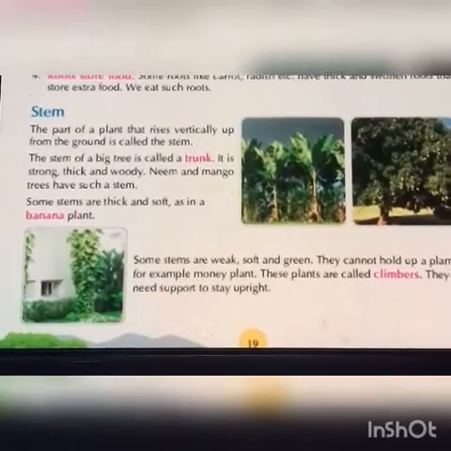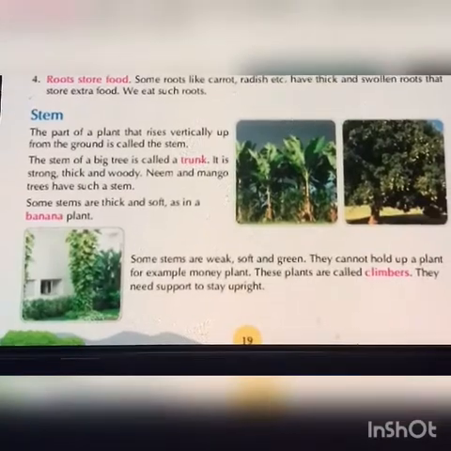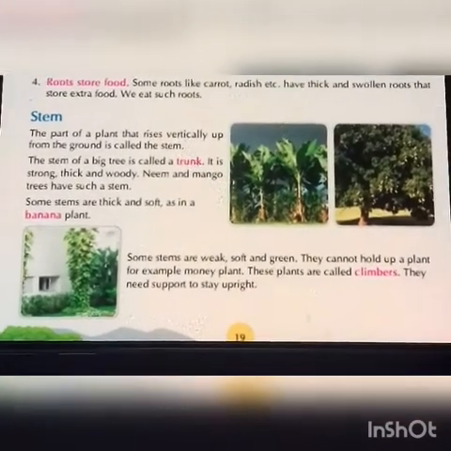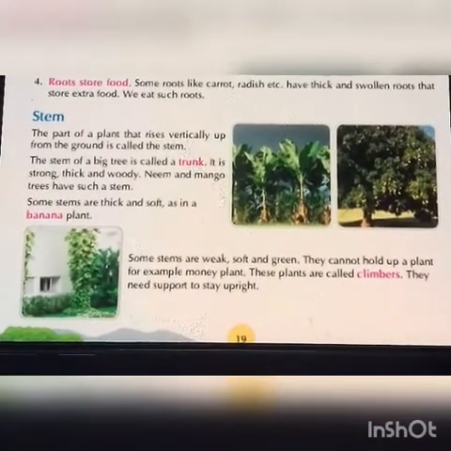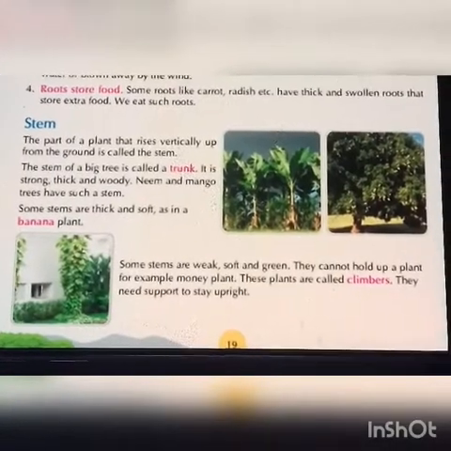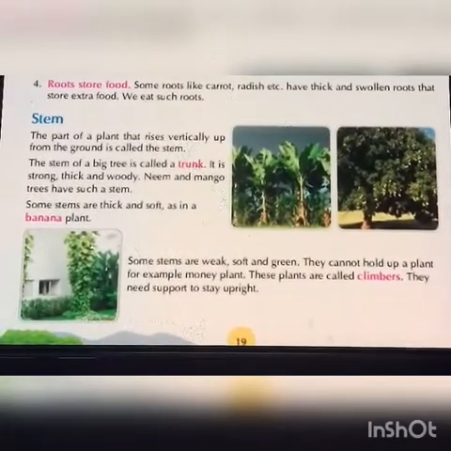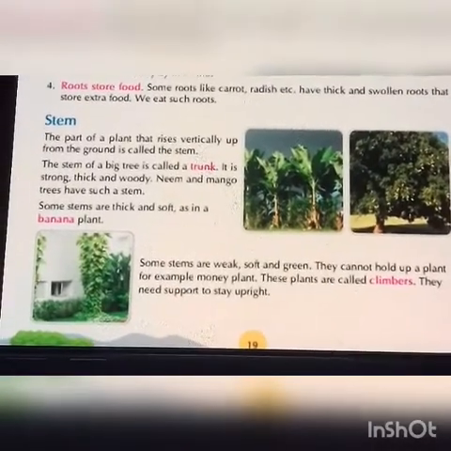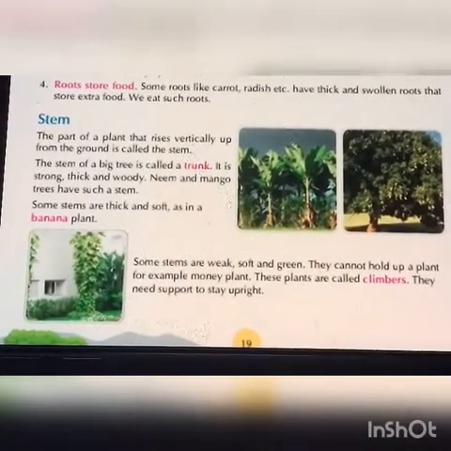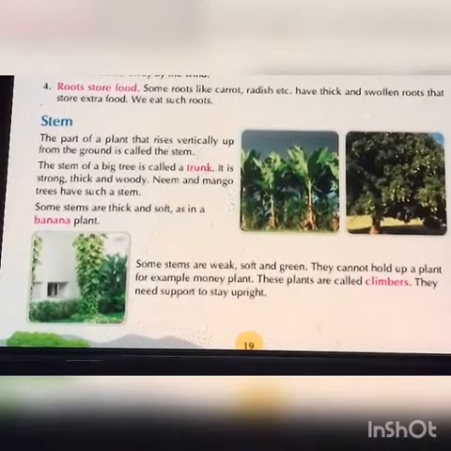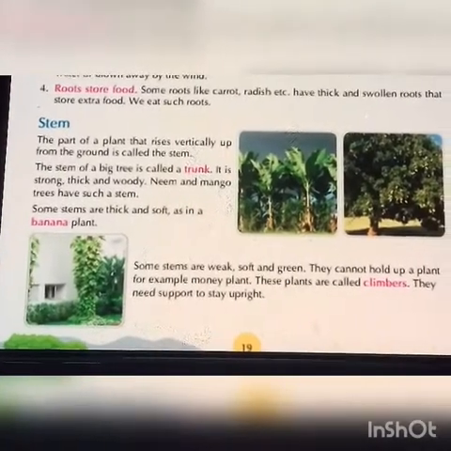Stems are of various kinds. Some plants have soft and green stems. They are called herbs, like mint, tulsi. They have very soft stems. Some plants have weak stems and they cannot stand on their own. They spread on the ground. They are called creepers, like pumpkin, watermelon, etc.